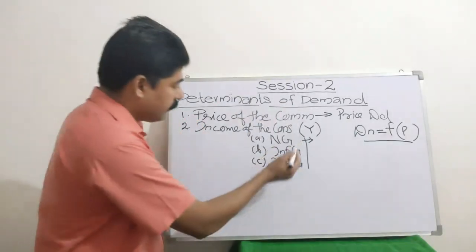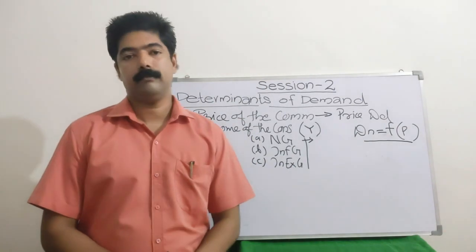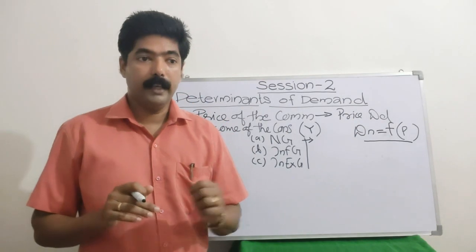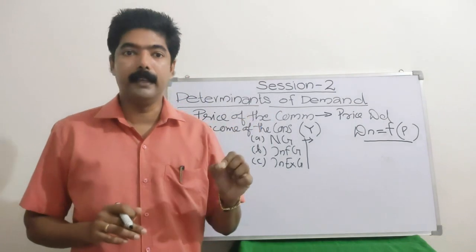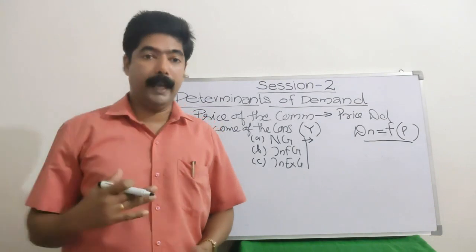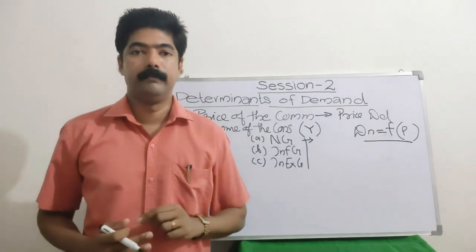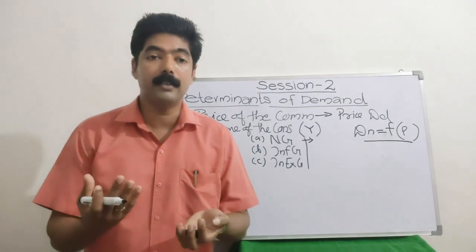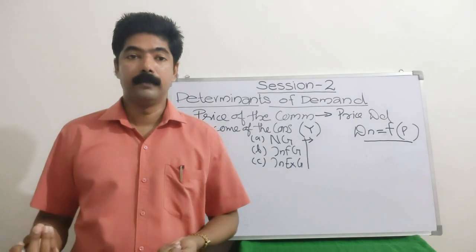Okay, then the third one, we come to inexpensive goods. What is inexpensive goods? Inexpensive goods are those goods whose demand increases along with income, but after a particular point of time, the quantity demanded will remain the same. This is the case of inexpensive goods. Now, what are inexpensive goods? Goods like salt, matchboxes, candles, sugar.